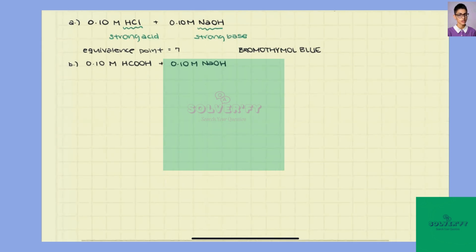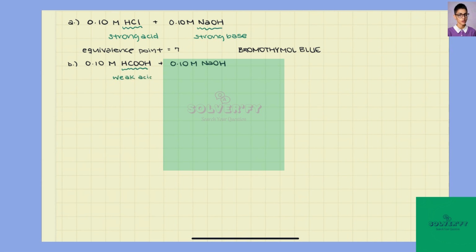In part B, we are given 0.1 molarity of HCOOH, which is a weak acid, and 0.1 molarity of NaOH, which is a strong base. With a titration between a weak acid and a strong base, we will have an equivalence point of a pH that is greater than 7. So we will need to start by constructing an ICE table.